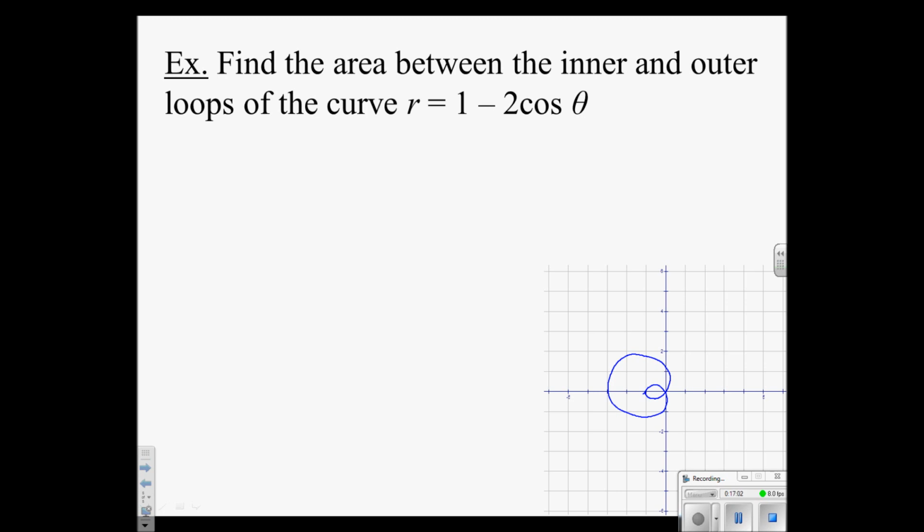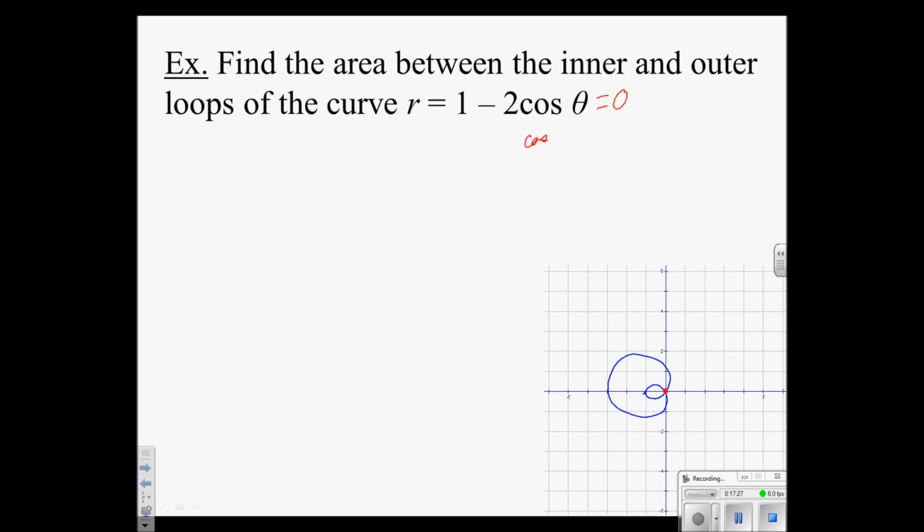Okay, so we want to find the area between the inner and outer loops. Let's start with this. I don't actually know where the radius is going to be 0, so let's start by asking that question. Where is the radius 0? Let's set the radius equal to 0.